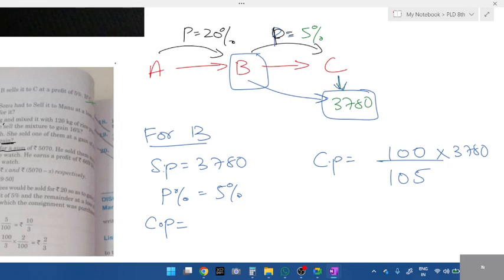Read the question, students. Read it once again. A to B, B to C. So always start from B's point of view. Whoever is there in the middle, remember this point. Whoever is there in the middle, from there you have to start. So 3,780 is B's selling price.